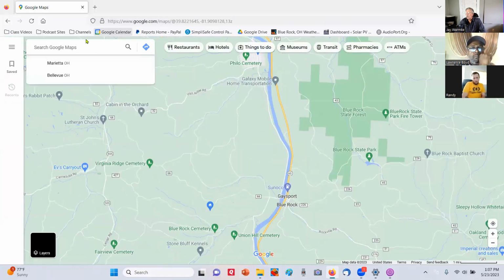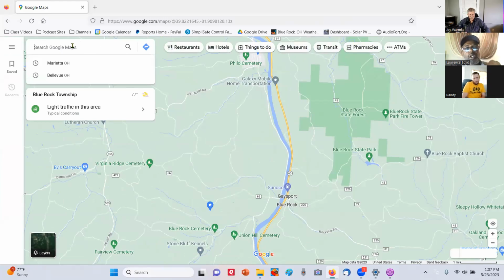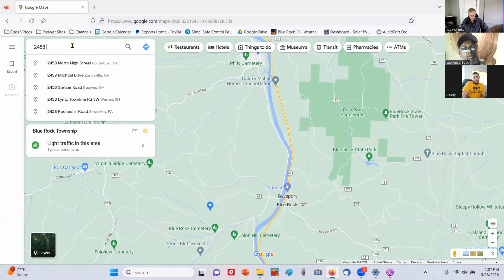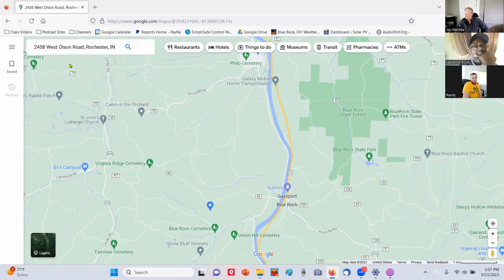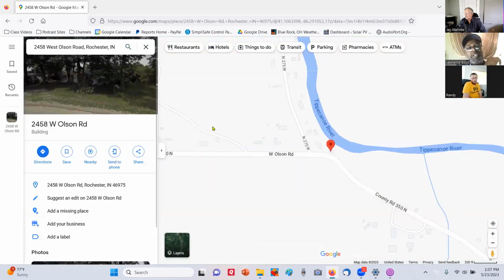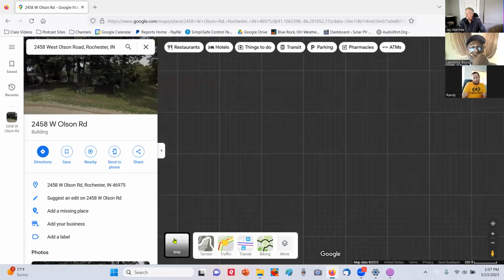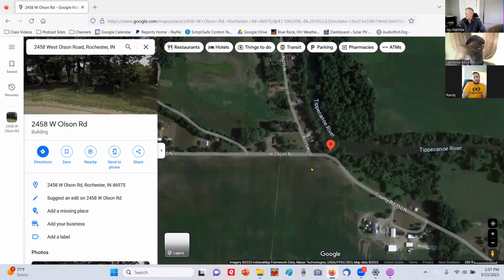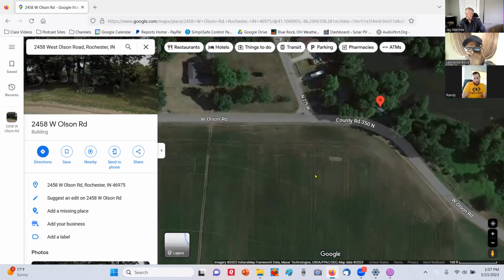And what is the address of your location? 2458 West Olson Road, Rochester, Indiana. Okay, Rochester, Indiana. It's on the river, so it's going to be very treed. Okay, so this is bringing it up under Maps view, but if you hit the layer view, it brings it up like you're in Google Earth.